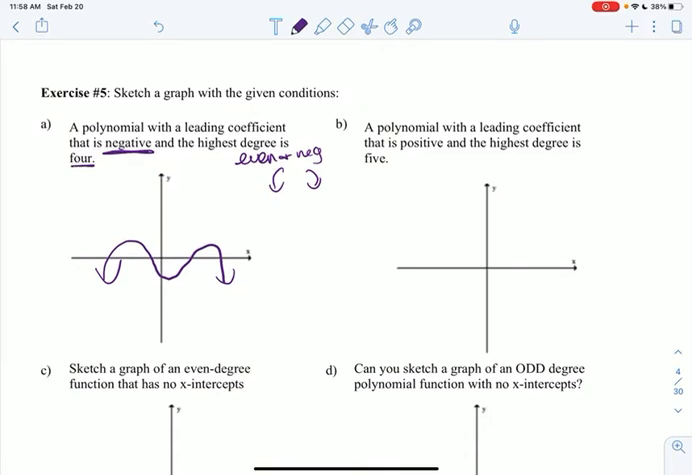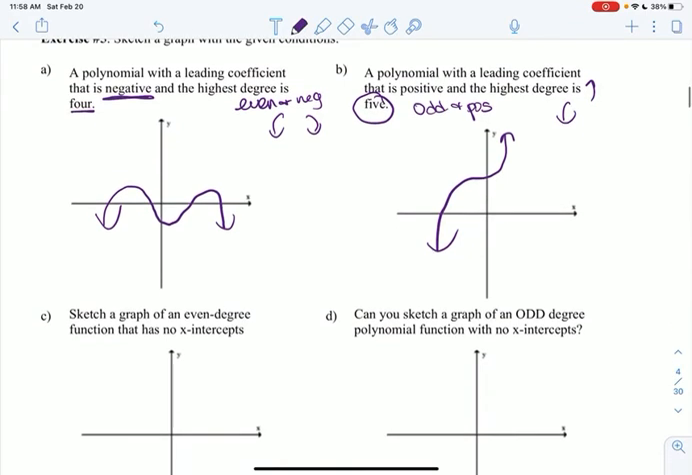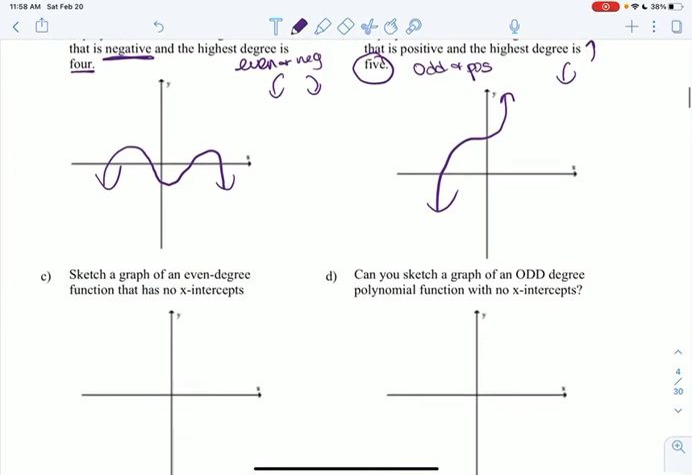B, I have a leading coefficient that's positive, and the highest degree is 5. So it's odd and positive. Odd and positive goes like this. All right, so again, I have no idea what it looks like in the middle, but I know that to the left it's going down, and to the right it's going up.